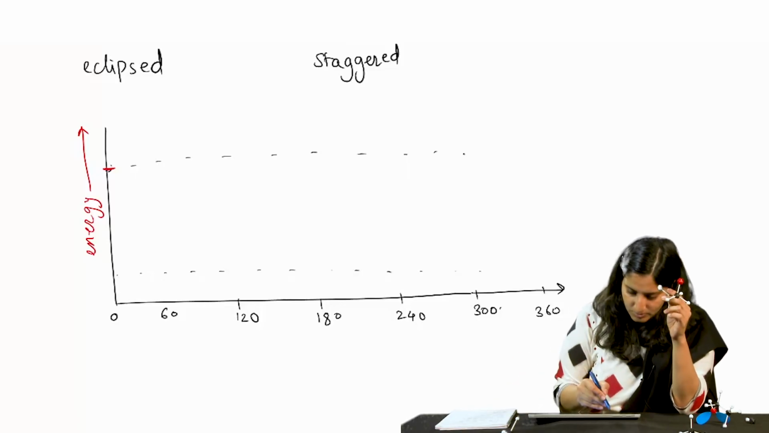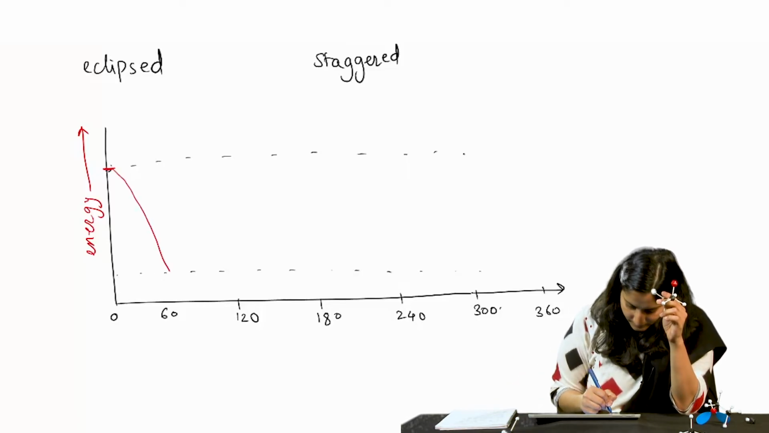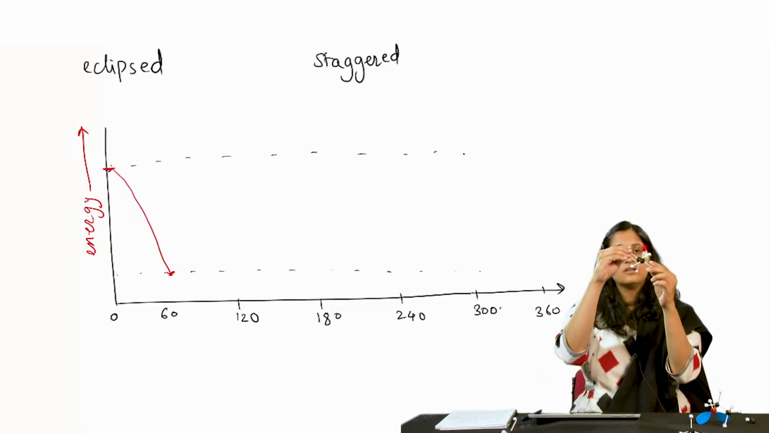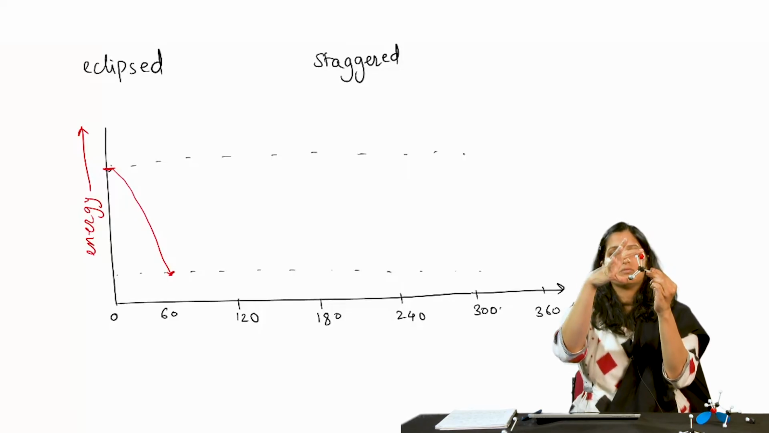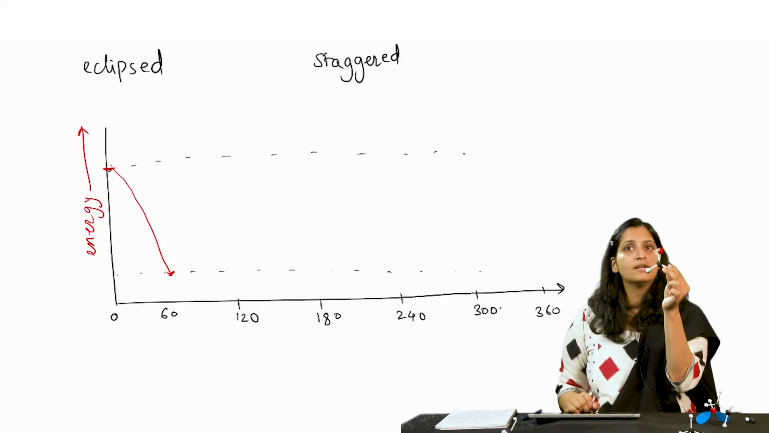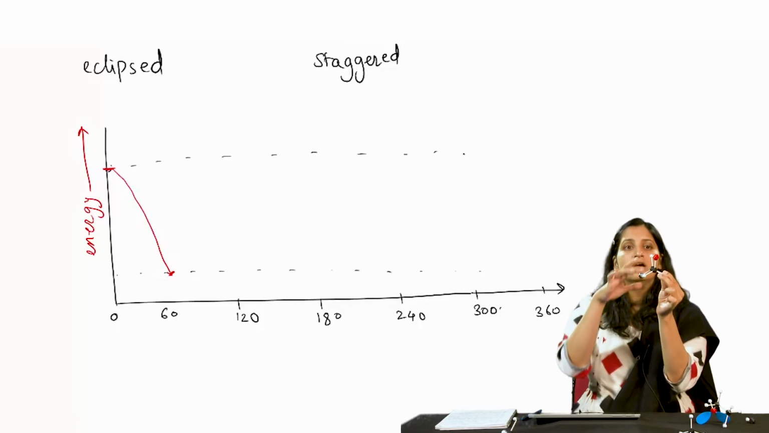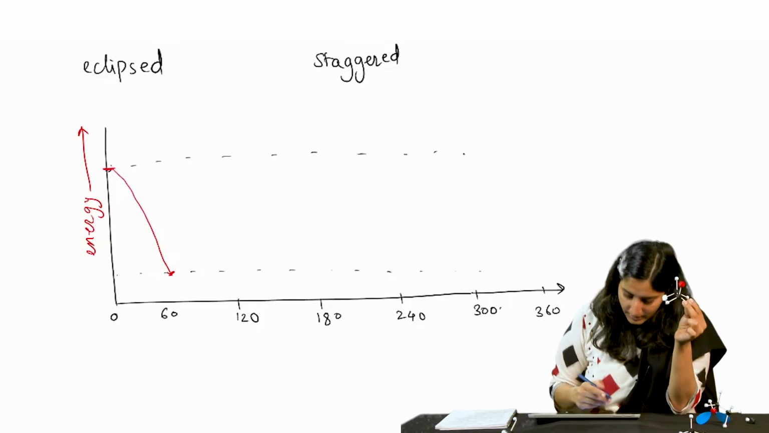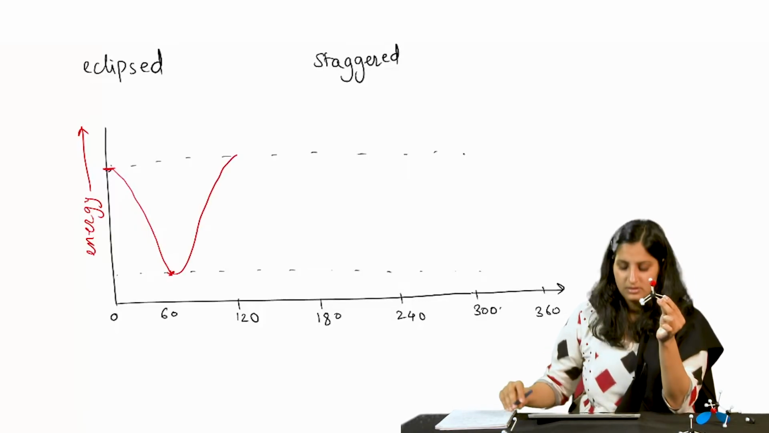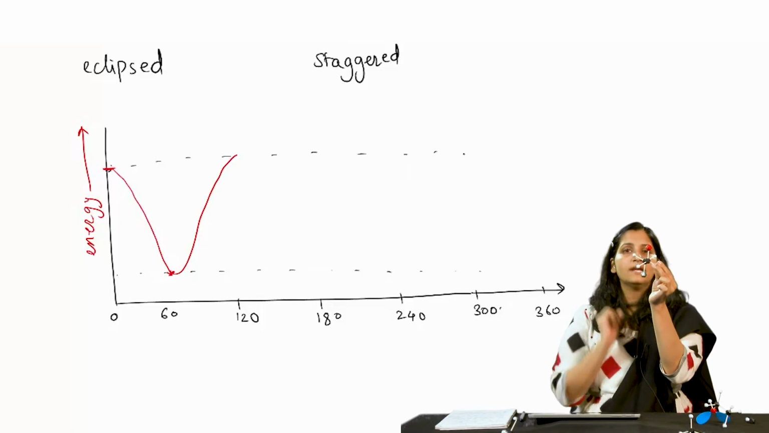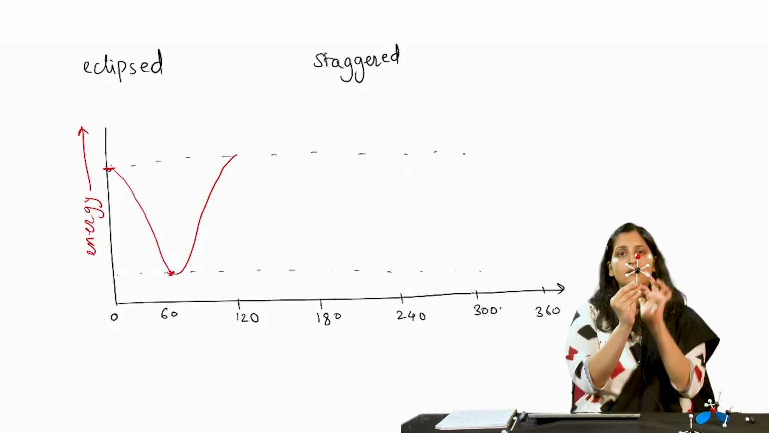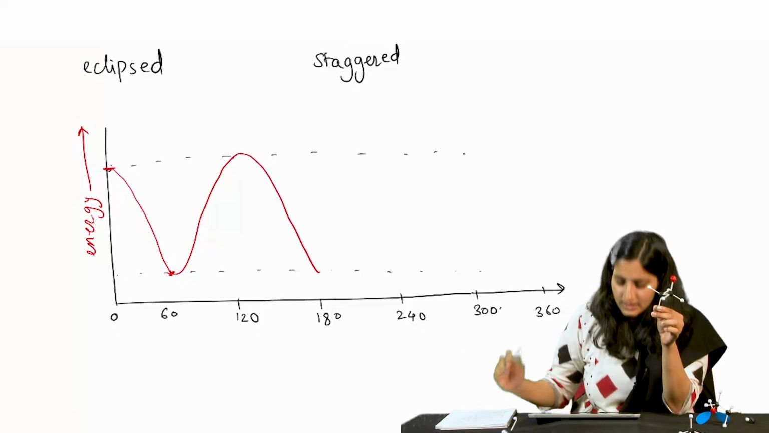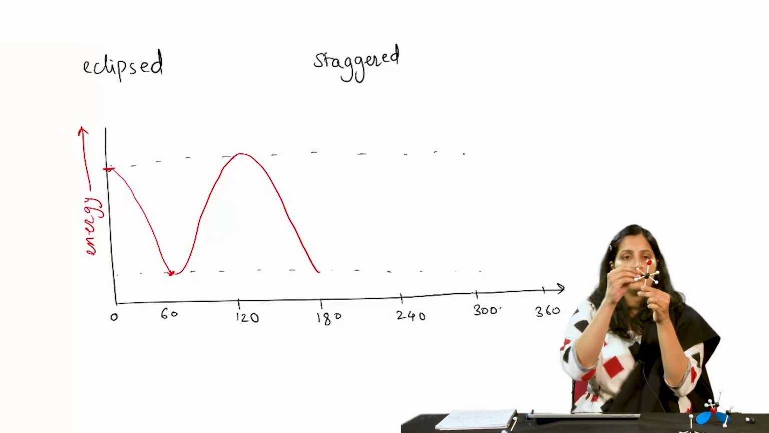So, I will draw this to be at 60 degrees, the energy is going to go down. As I further move this such that these two carbon hydrogen bonds have a dihedral angle of 120 degrees, at 120 degrees, we have gotten back to the eclipsed conformation. So, it will again be higher in energy. If I go to 180 degrees, we are back to staggered, they are farthest apart from each other. So, this is again lower. So, at 180 degrees, the energy will go down.